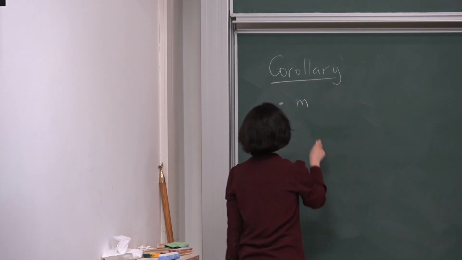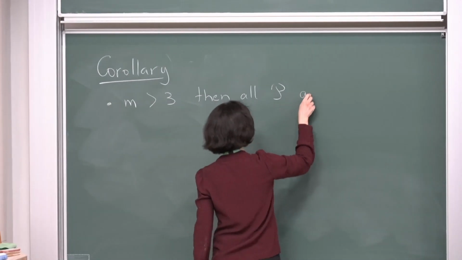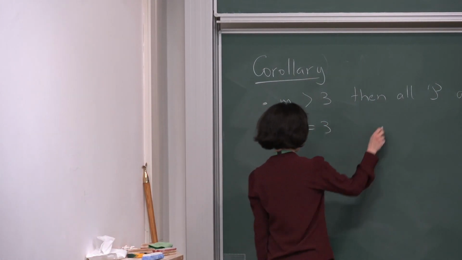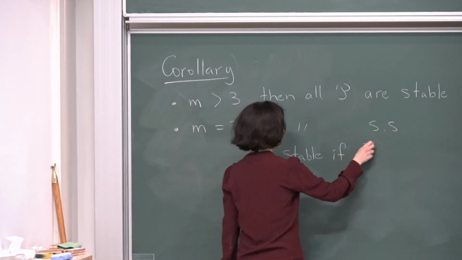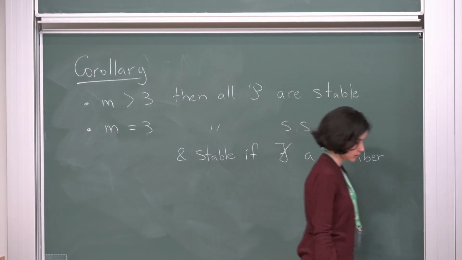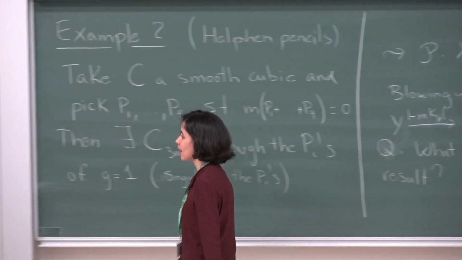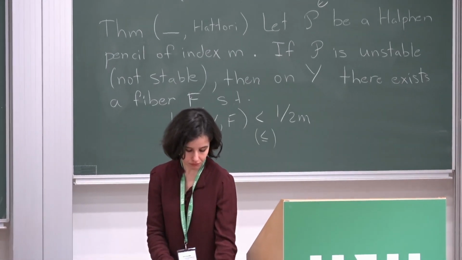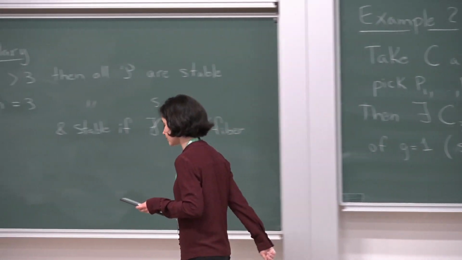So if m is bigger than 3, then all such P's are stable. If m is 3, then all such P's are semi-stable, and stable if we do not have a 2-star fiber. So for m bigger than 3, the converse is trivially true. And for m equals 3, it is true except for one example. Sorry, just give me a minute because I'm going to write down the example.